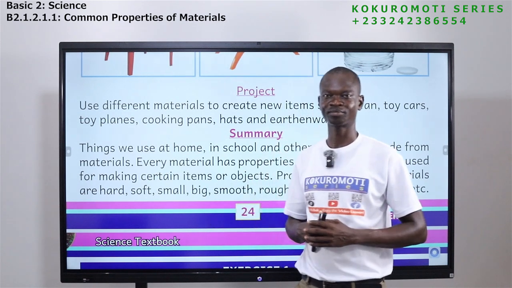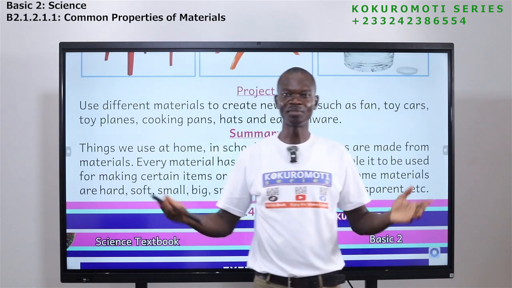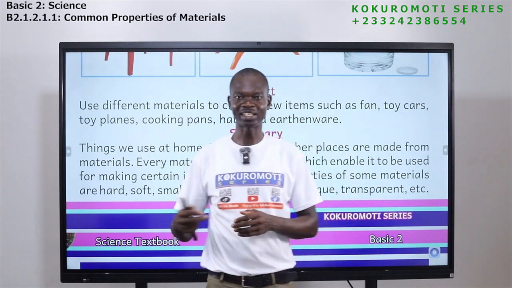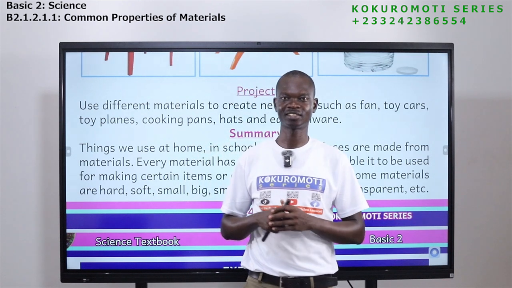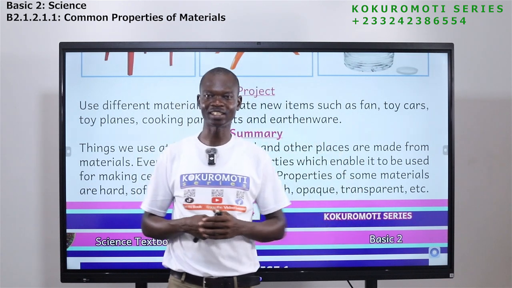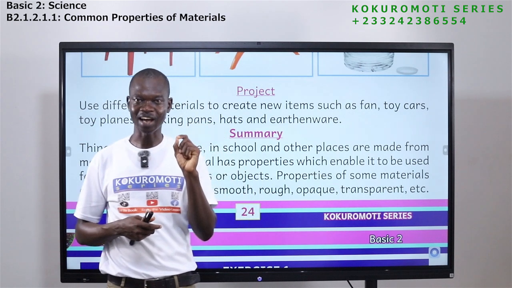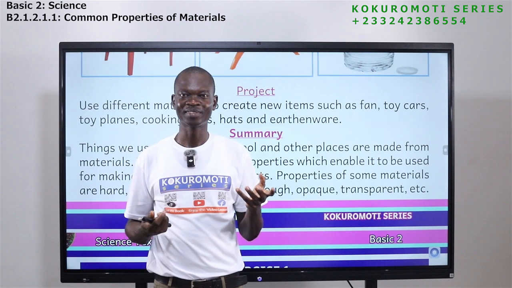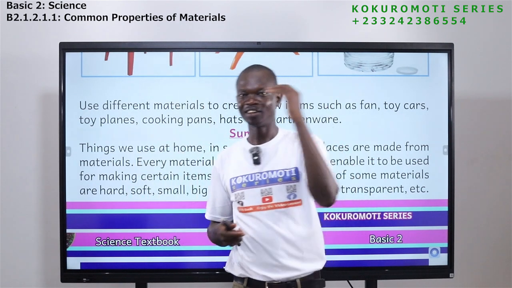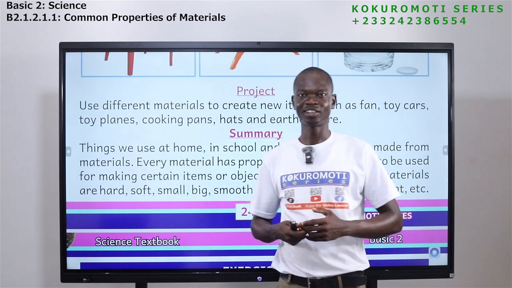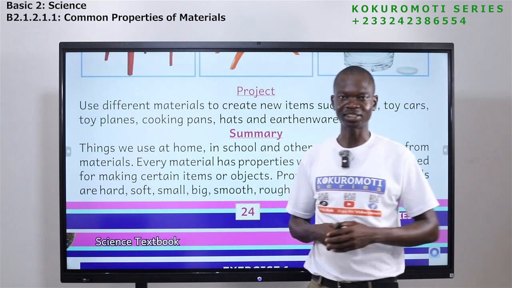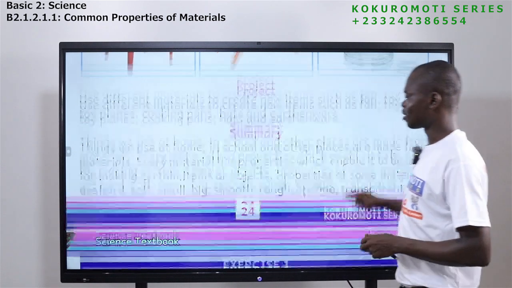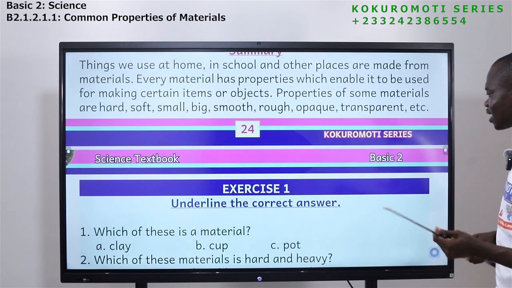So look around. Tell me the object that you see, and tell me what material was used to make that. If you have a chair, look at the chair. What material was used to make the chair? Is it wood or metal? Is it plastic? Tell me. Okay, so just look around, identify the objects that you have, and tell what material was used to make that object.